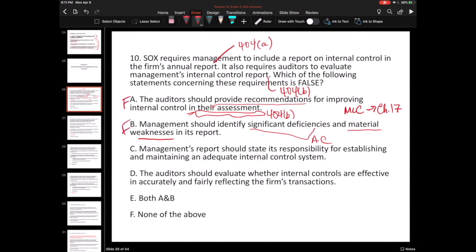Management's report should state its responsibility for establishing and maintaining adequate internal controls. Yes, we saw that in all the examples we walked through together, all those Apple examples. And auditors should evaluate whether internal controls are effective in accurately and fairly reflecting the firm's transactions. Yes, we saw that too. Okay, so it is E.